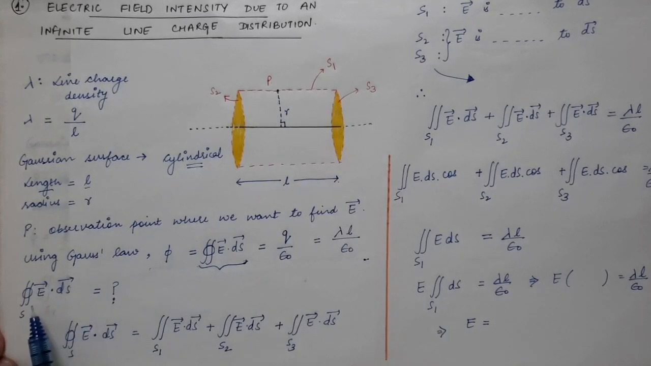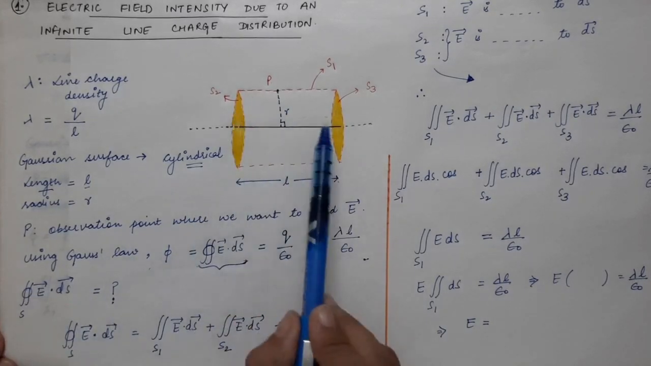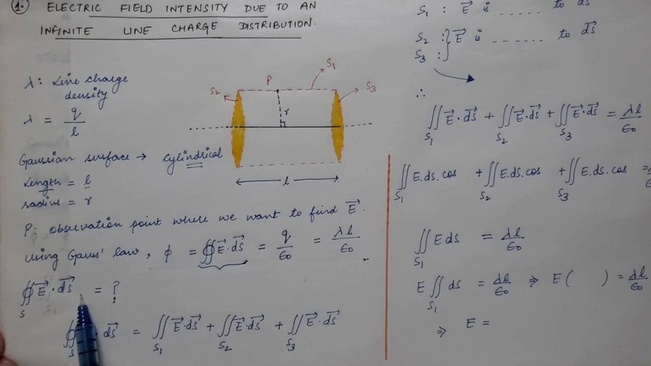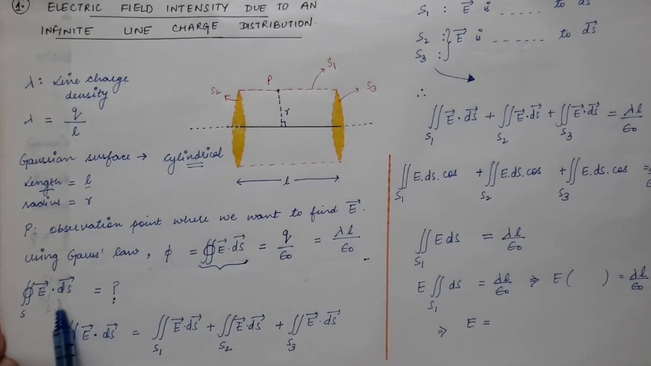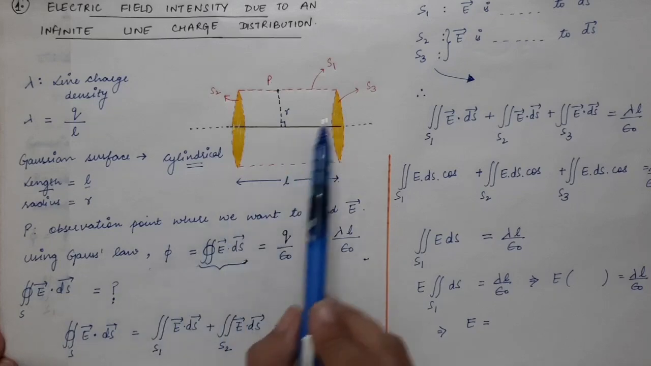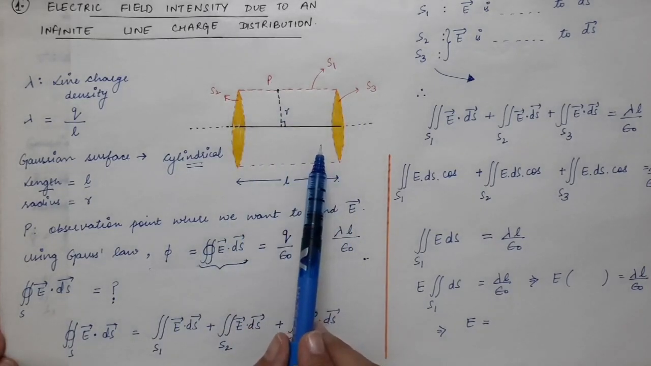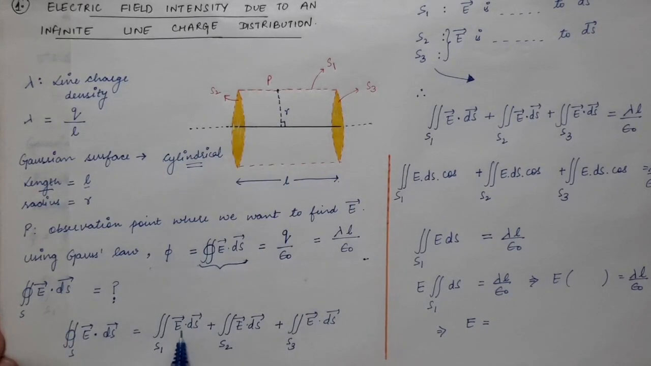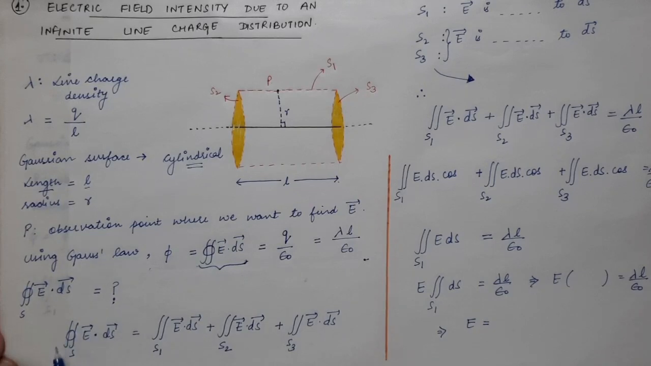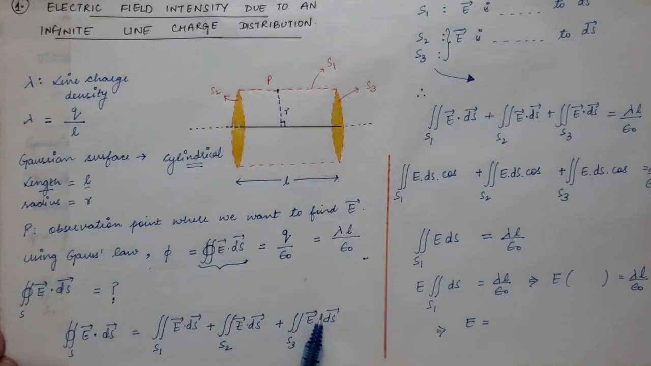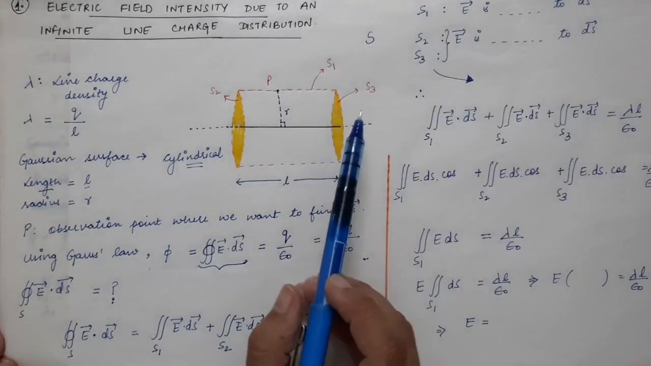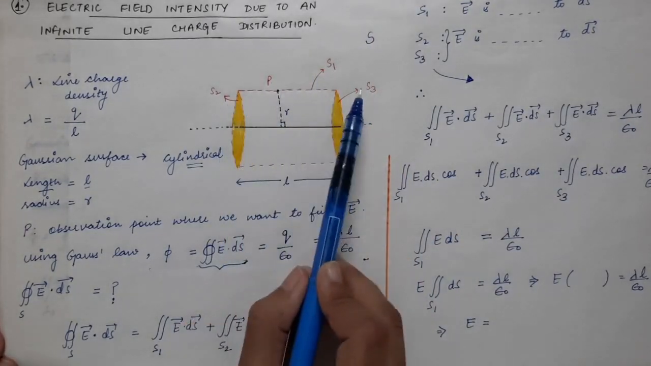So this surface integration over the closed cylinder, we have to evaluate. To evaluate it, we will separate this closed cylinder into three parts. This closed surface integration can be divided into three open surface integrals. The whole surface is capital S, and it can be divided into S1 plus S2 plus S3.